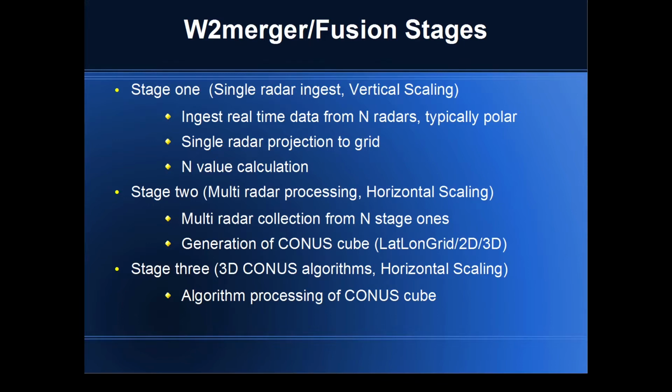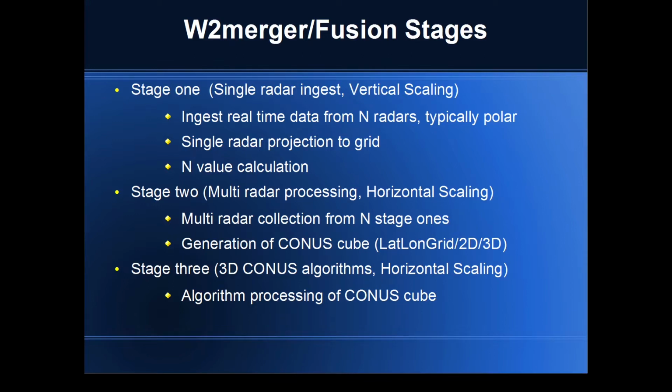The second stage is the collection of all the information processed by each radar into a single 3D cube or 2D cube with multiple height layers. W2merger does this by writing a .raw file to disk, which is then read by a stage 2 for each tile. Tiling a geographical area is how we attempt to horizontally scale the final CONUS product.